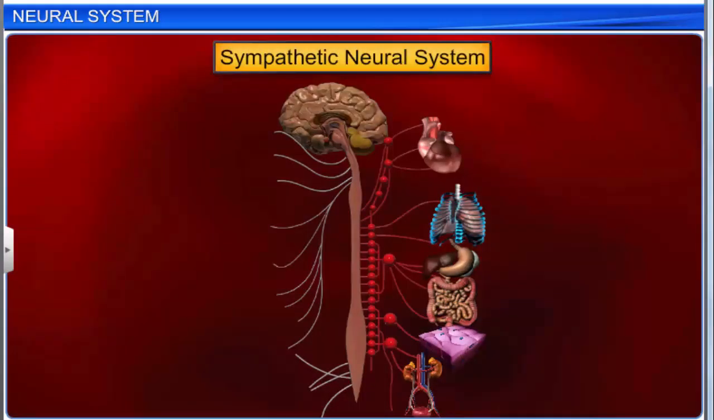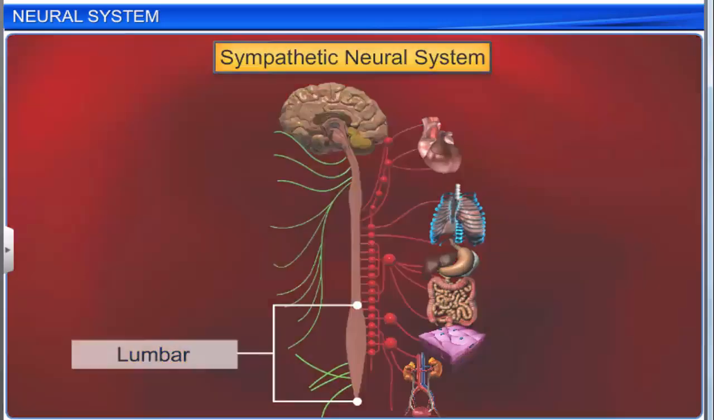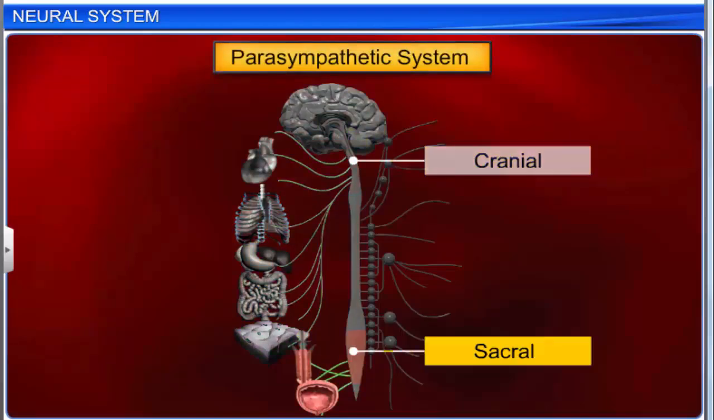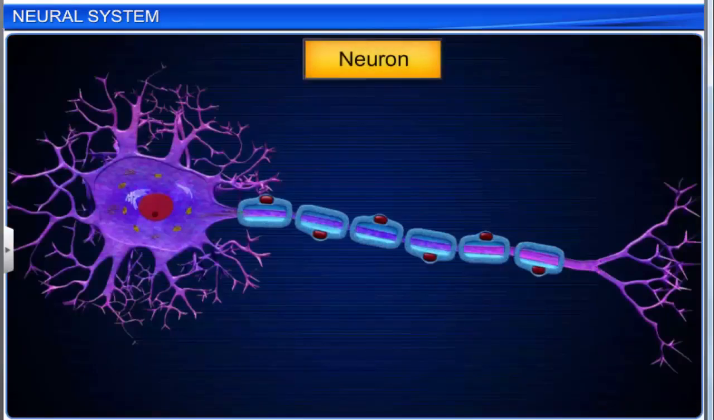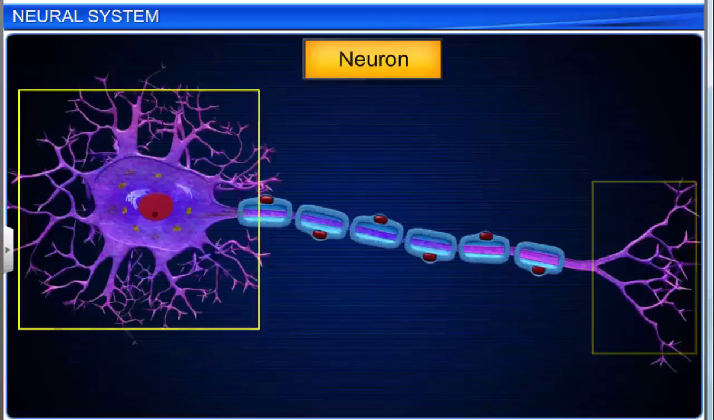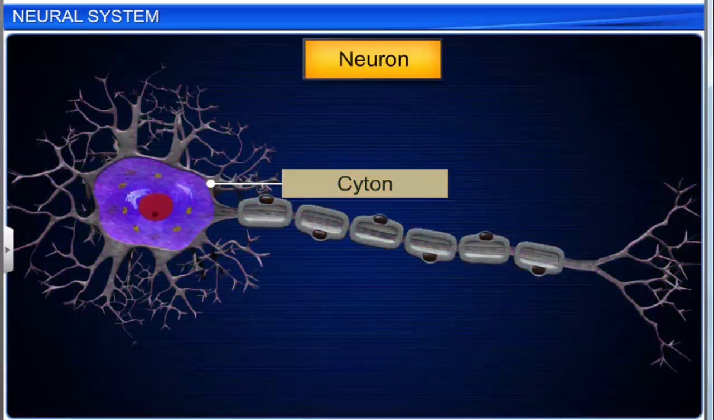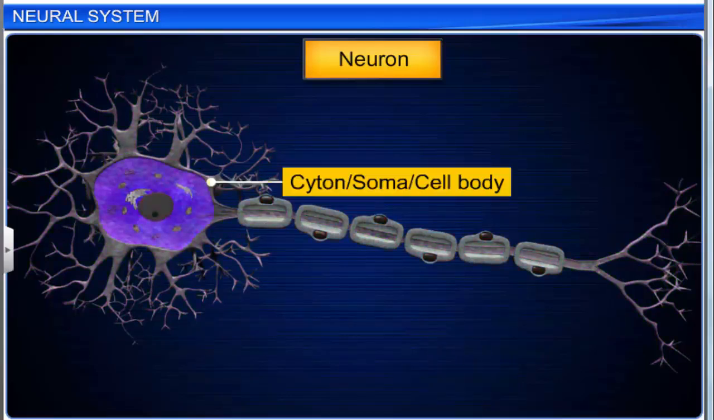The sympathetic system comprises the neurons of the thoracic and lumbar regions. The parasympathetic system comprises the cranial and sacral neurons. Let's look at the structure and types of neurons now. A neuron is a branched nerve cell and is the longest cell in the body. The two main parts of a neuron are the cyton and nerve processes. The cyton is also called the soma or cell body.